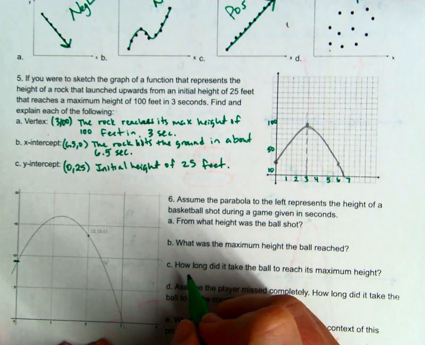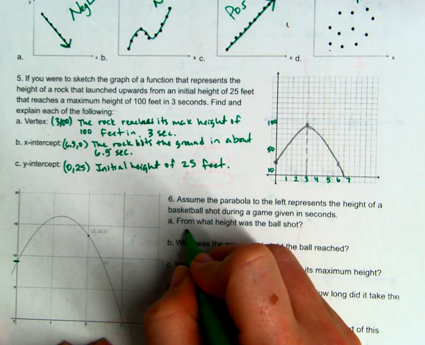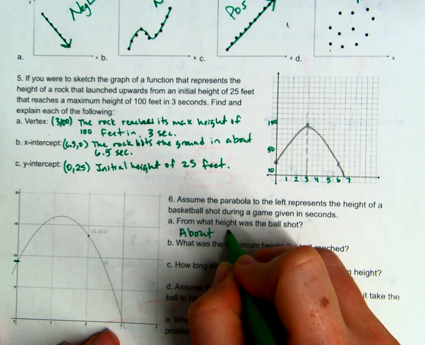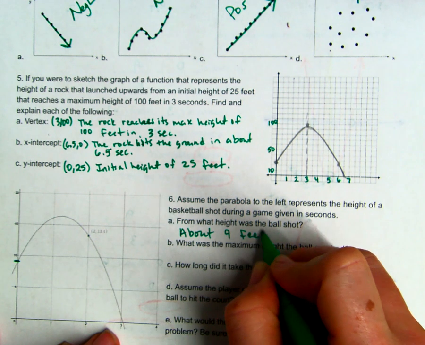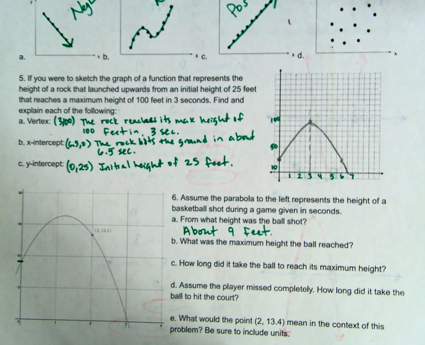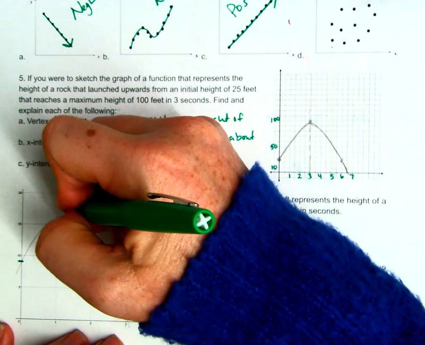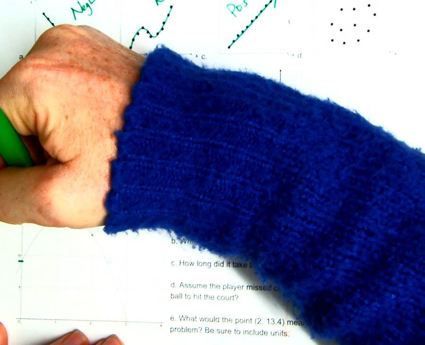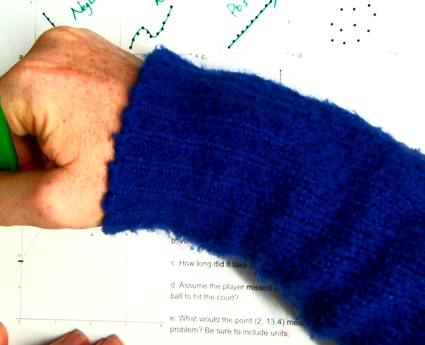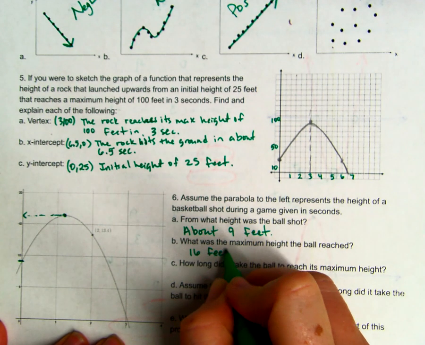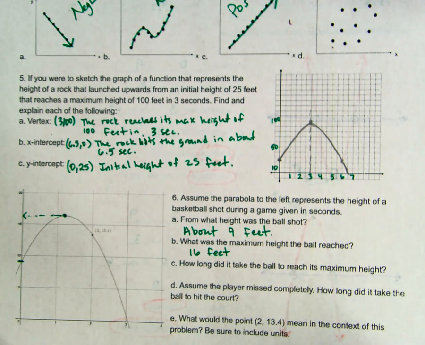although that's kind of crazy. As a really tall human, about 9 feet. Next question says, what was the maximum height the ball reached? And so I'm looking at this right here, and I'm thinking, well, that probably looks like about 16 feet. Remember, the vertex is the maximum.